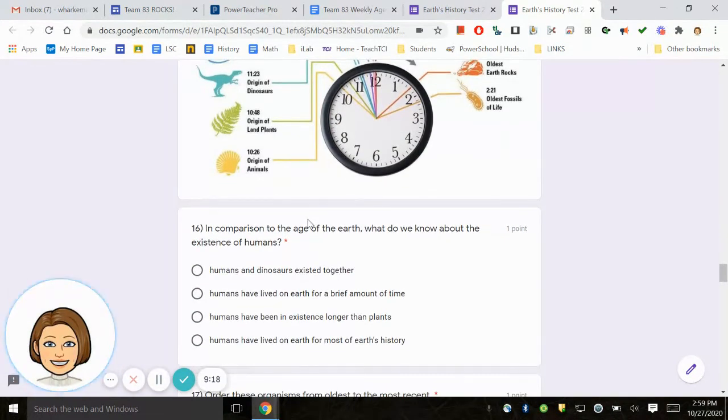Number 16, in comparison to the age of the Earth, what do we know about the existence of humans? Humans and dinosaurs existed together. Humans have lived on Earth for a brief amount of time. Humans have been in existence longer than plants. Humans have lived on Earth for most of Earth's history.